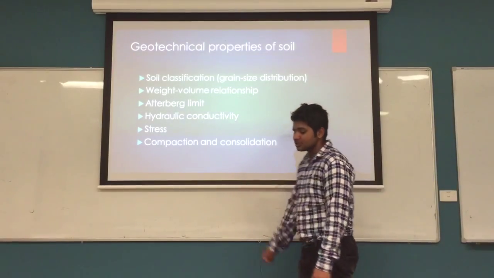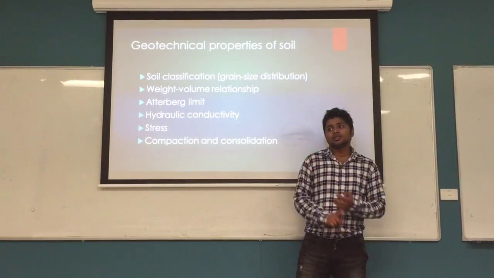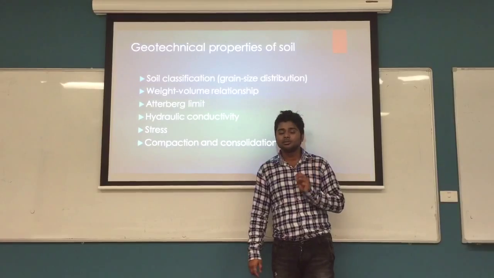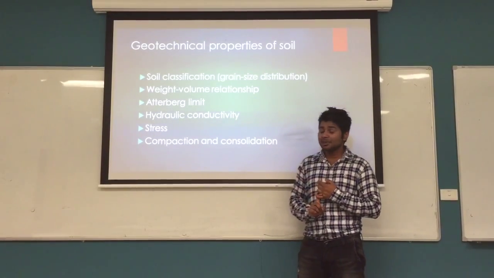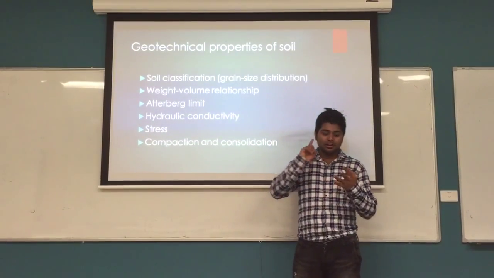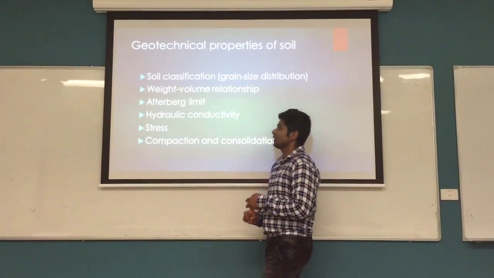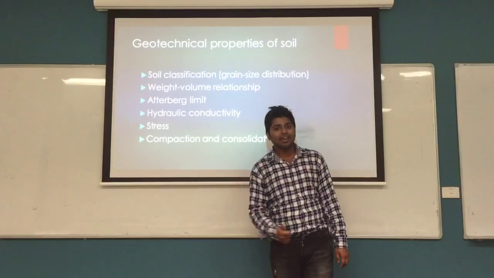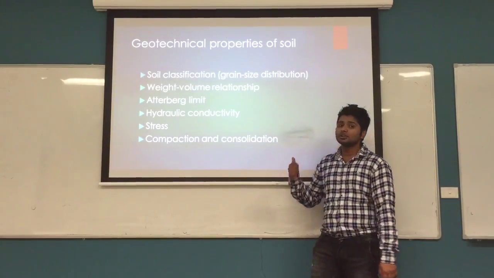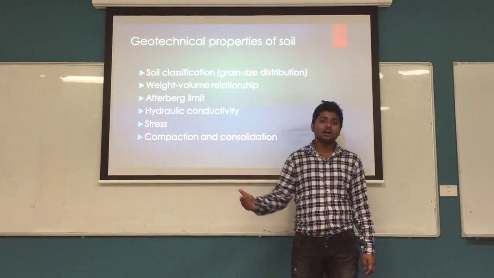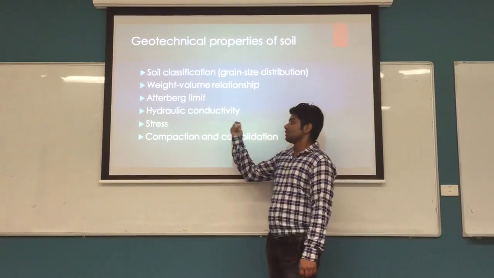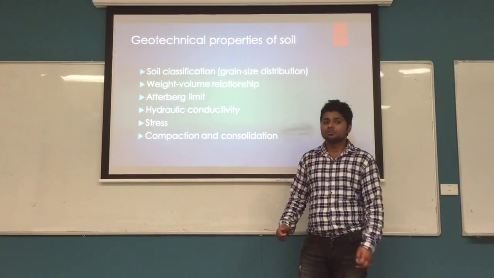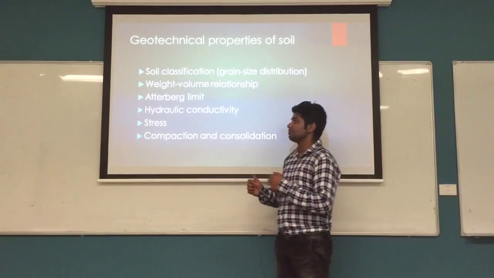And third comes the Atterberg limit. The Atterberg limit consists of 3 different types of limit, that is the plasticity limit, liquidity limit, and the shrinkage limit, and hydraulic conductivity. These properties of the soil are most significant in the construction of dams or structures in water. Hydraulic conductivity means the amount of water passing through the soil mass per unit time.